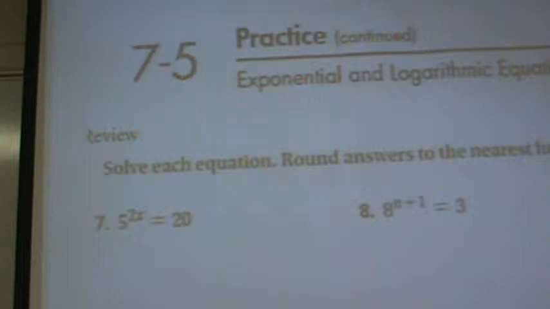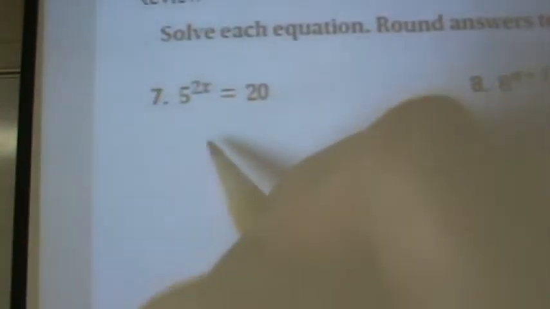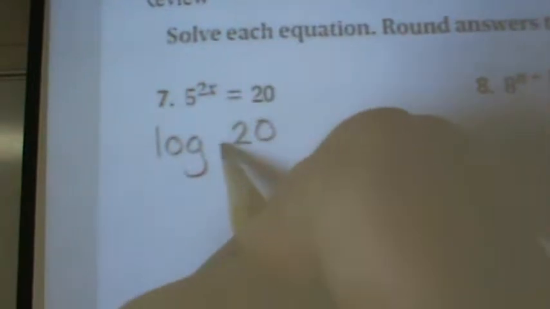What did we do to solve an exponential equation? What was our plan of attack? How did we go about solving an exponential equation? Rewriting it in log form. We rewrote these in log form. So Cassidy, how do I rewrite 5 to the 2x power equals 20? How do I translate it? Log 20 with the base of 5 equals 2x. Yep.